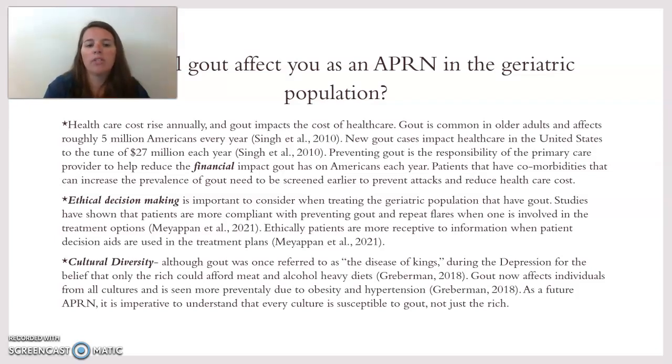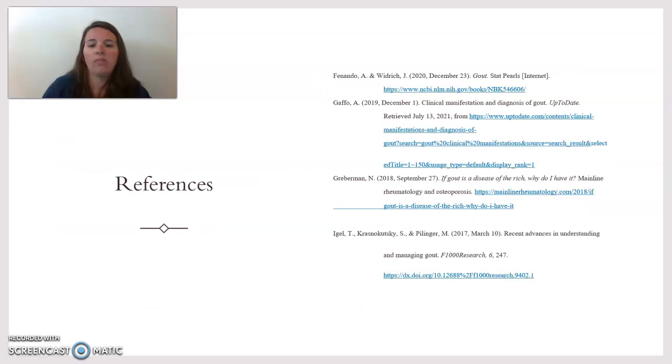And then with cultural diversity, gout was once referred to as the disease of the kings during the Depression because it was believed that only the rich got gout because they could actually afford to drink alcohol and eat red meats. But now gout affects individuals from all cultures, and it is seen prevalently due to obesity and hypertension. As a future nurse practitioner, it is imperative to understand that every culture is now susceptible to gout, not just the rich.